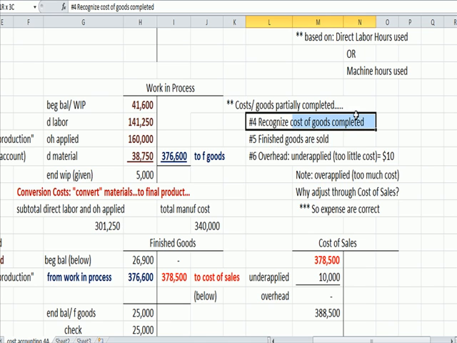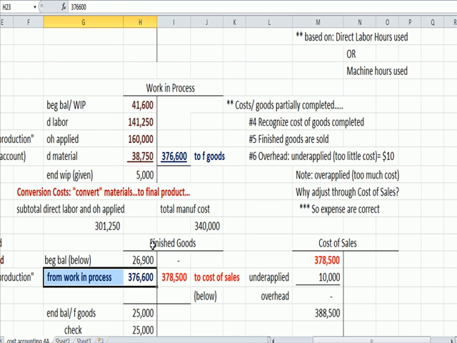We recognize the cost of goods completed by moving it out of work in process by crediting the number in blue, 376,600. Work in process, an asset account as part of inventory, gets credited to get it reduced, and we debit an account called finished goods. So we can see that the debit, the 376,600, comes out of work in process. Those would be completed goods that are packed up and ready to be sold to someone, in the factory.